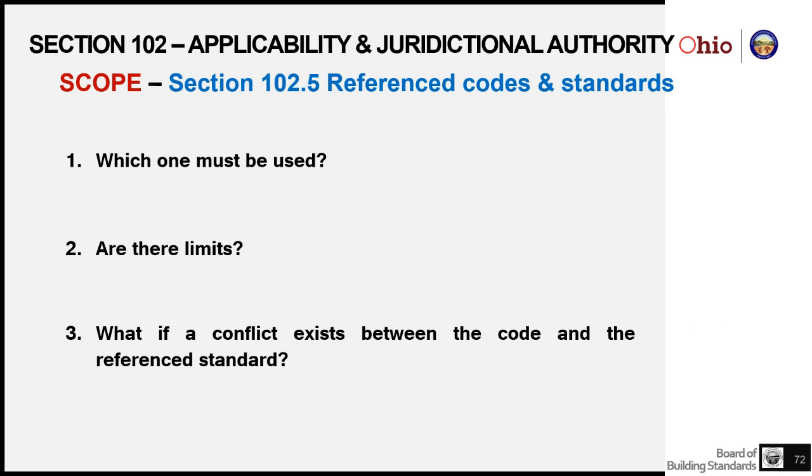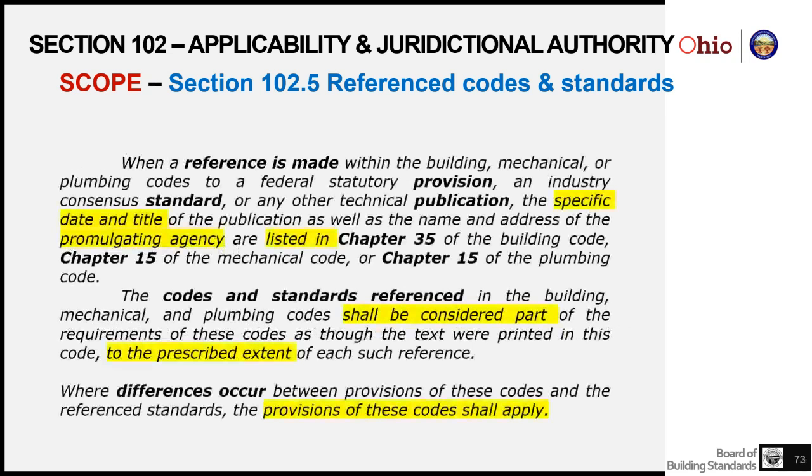What if there is a conflict between the code and the reference standard? That gets addressed in this section as well. So when you're looking at a reference standard that's being made, whether it's to a federal statutory provision, an industry consensus standard, or a technical publication, you must use the edition that is listed in Chapter 35, which is the list of reference standards in the Ohio Building Code, with the specific date and title and the promulgating agency for that provision, standard, or publication.